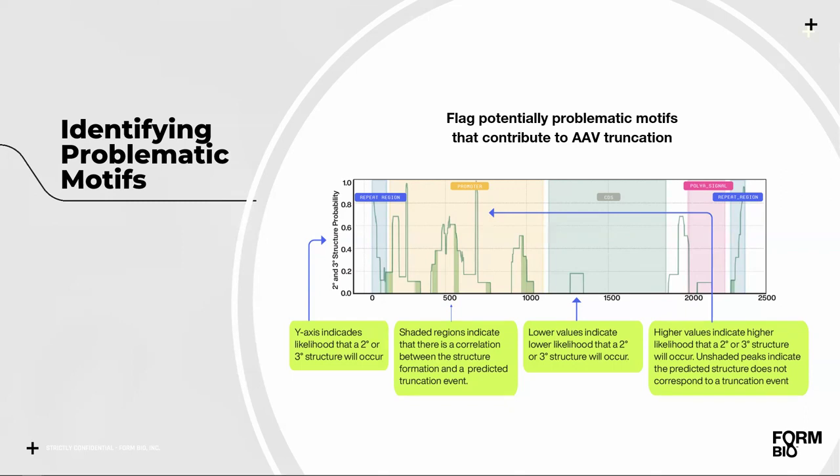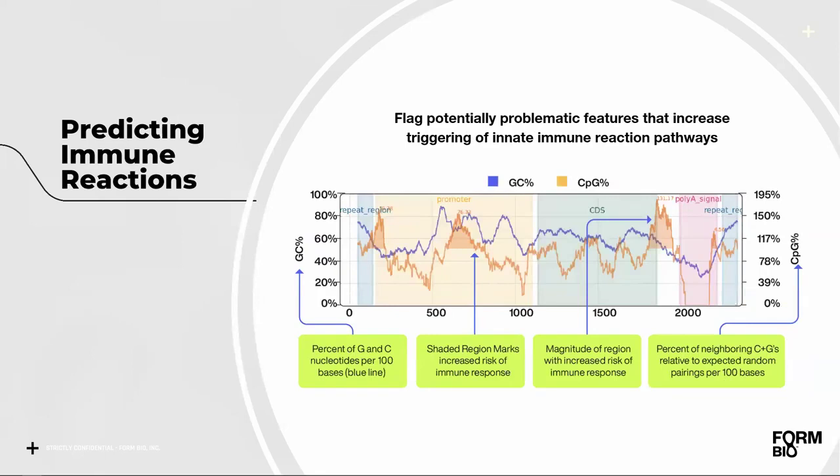So that's another output that we get from using our AI/ML models. And then we also look at GC content and CpG islands. So when we look at the left y-axis, that's where we have the GC content that's indicated by the blue line.